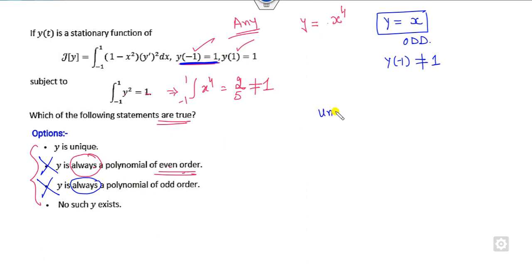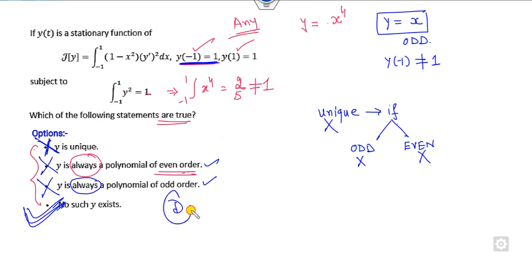Now, what if y is unique? If it is unique, then it is either an odd polynomial or an even polynomial. But from the second and the third options we see it can never be only odd, it can never be only even, so it means it can never be unique. So this option is also cancelled. The right answer is D, my correct option.